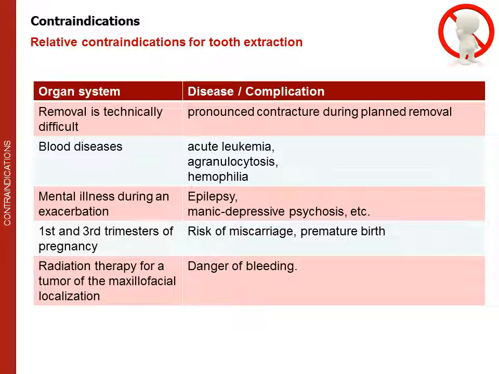For blood diseases, the contraindications will be acute leukemia, agranulocytosis, hemophilia. For mental illness during an exacerbation, it will be epilepsy, manic-depressive psychosis, etc. The first and third trimesters of pregnancy will be relative contraindications because of the risk of miscarriage and premature birth. Because of the danger of bleeding, the contraindication will be radiation therapy for a tumor of the maxillofacial localization.